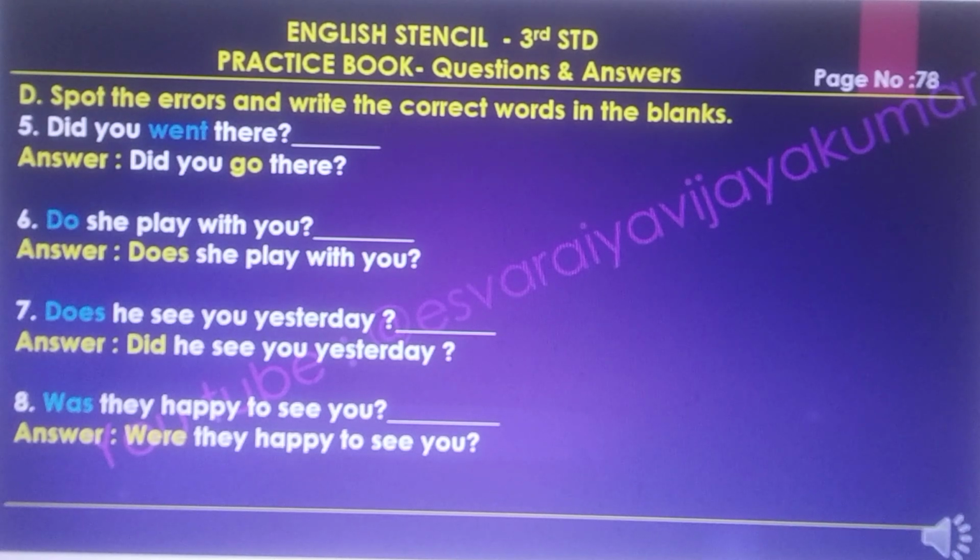The fifth one, did you went there? Did you go there? That is the right answer. Do she play with you? Does she play with you? That is the right answer. Does he see you yesterday? Did he see you yesterday? That is the right answer. Was they happy to see you? Were they happy to see you? That is the right answer.